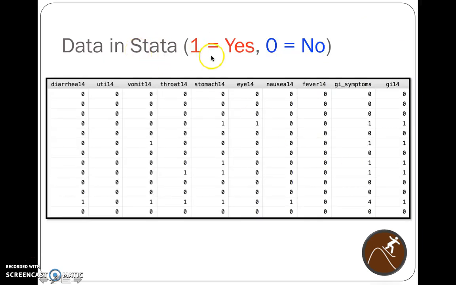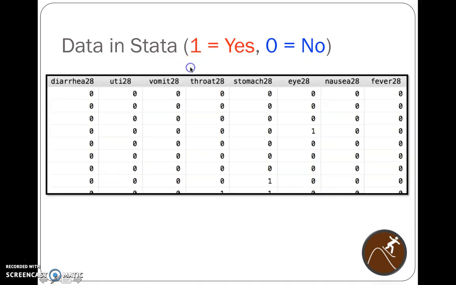So in Stata, things are coded as yes or no by using 1 and 0. So you can see all the ones for people who vomited in the last 14 days. You can see that coded as 1. For sore throat, coded as 1. All these zeros, they were negative. They didn't have the condition. We've got data on 28 days.